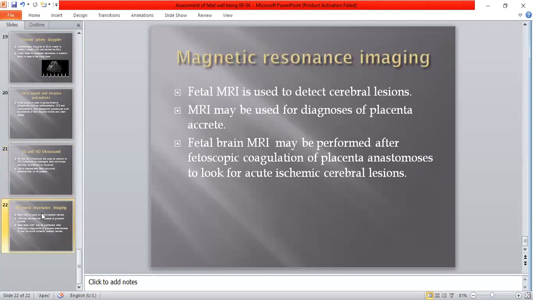The role of MRI in assessment of fetal well-being. Fetal MRI is used to detect mostly cerebral lesions. MRI may be used for the diagnosis of placenta accreta. Fetal brain MRI may be performed after fetoscopic coagulation of placental anastomoses to look for acute ischemic cerebral lesions in twin pregnancies, after coagulation for twin to twin transfusion syndrome.